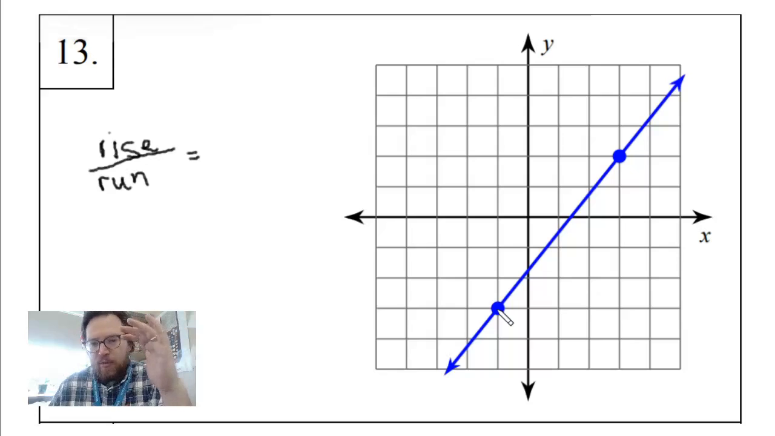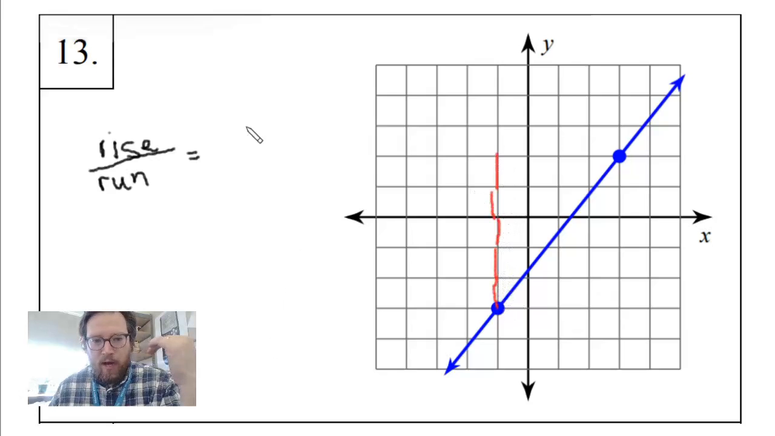Now, if you guys remember from the Mr. Slope Dude video, if a line goes up from left to right, then the slope is positive. So I know that this slope is going to be positive. I'm going to start at this point, and I'm going to count how much I go up on the y-axis, and then how much I go over on the x-axis. So starting from here, I go up 1, 2, 3, 4, 5.